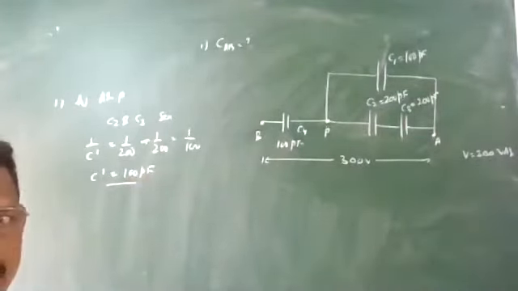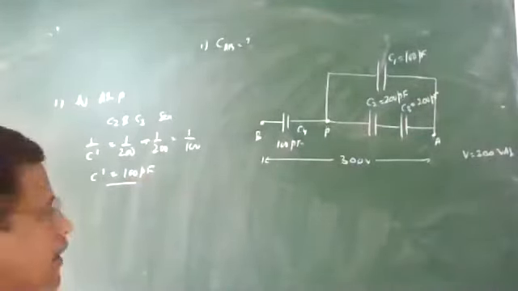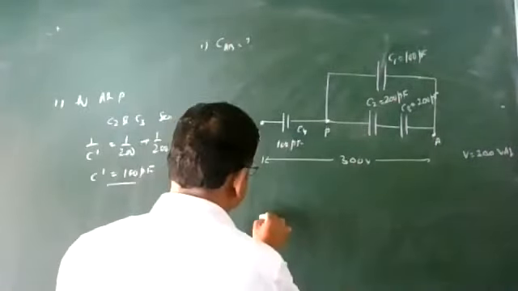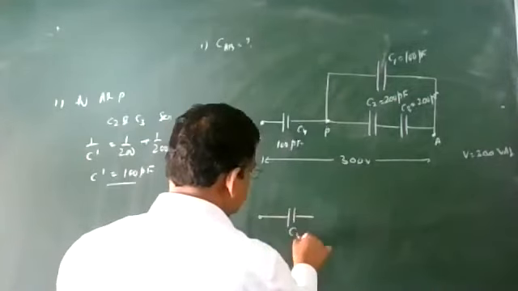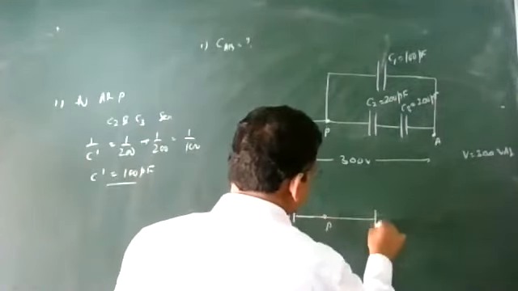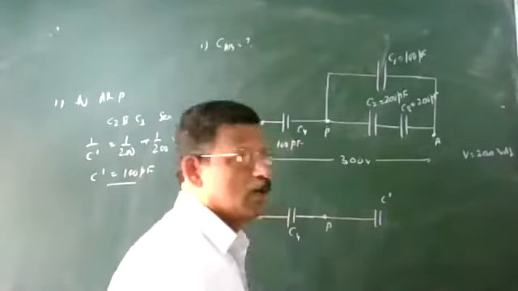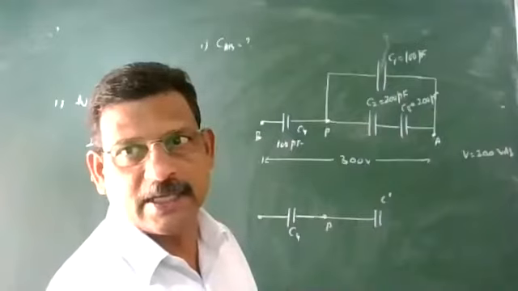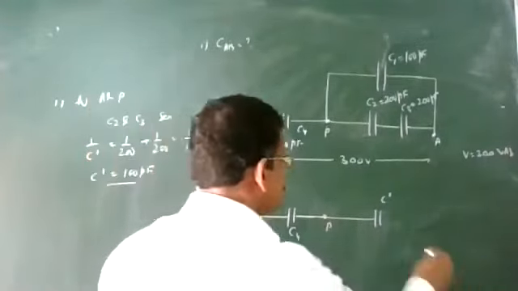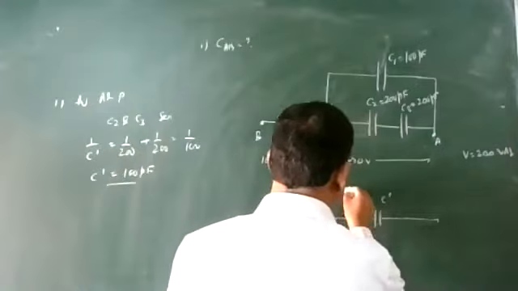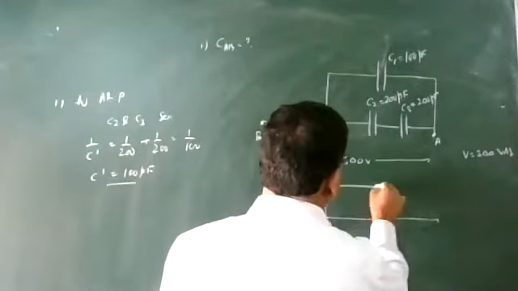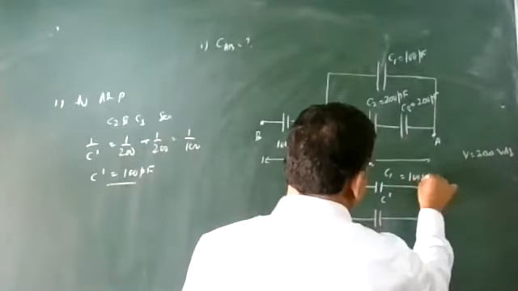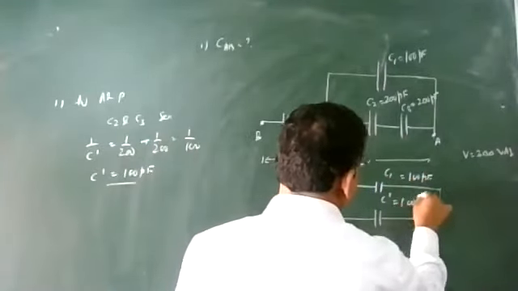So the consequent diagram should be there. These two, the next diagram will be drawn here. This is C4, point B. I am marking C dash, the equivalent capacitance of 200 and 200, which are connected in series. And the other branch that is going there is C1. C1 is 100 and C dash is 100.